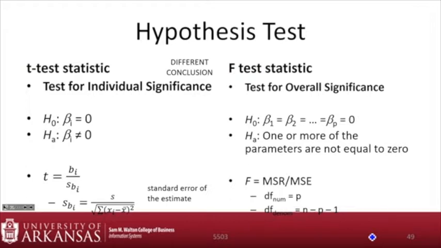It's kind of like an ANOVA, right? All of our slopes are equal to 0, there's no relationship. Or one or more of our slopes are not equal to 0, so there's going to be some type of linear relationship. Our t-statistics are going to be the individual tests, and we're going to say, okay, slope 1, is it linearly related or not? Slope 2, slope 3, slope 4. Okay, so we're going to do two different tests here.